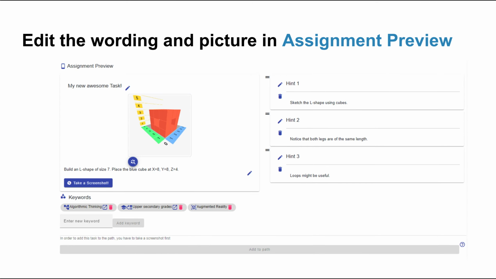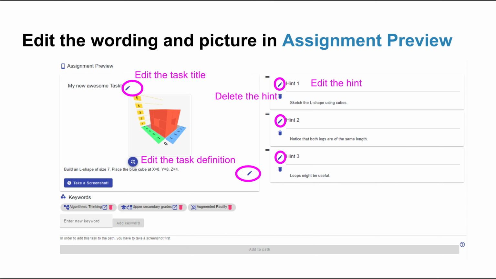The pen icon symbolizes that you can edit the corresponding element. Here you can edit the title, problem definition, and add hints. You can as well rearrange the hints by clicking and dragging the handle that you see circled with a blue oval shape. Taking a new screenshot of the current preview window is possible via the button at the bottom left.